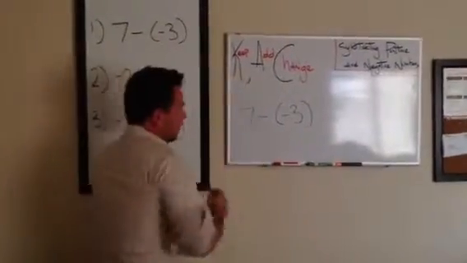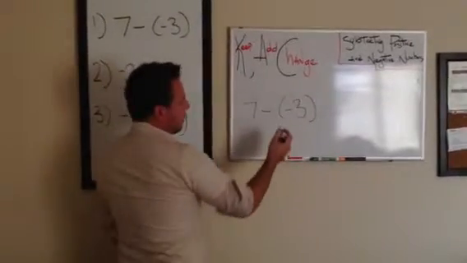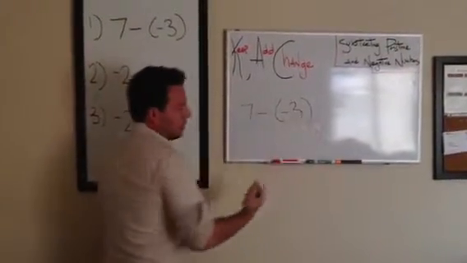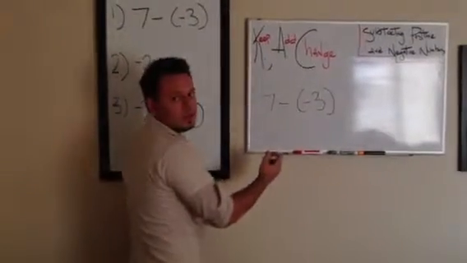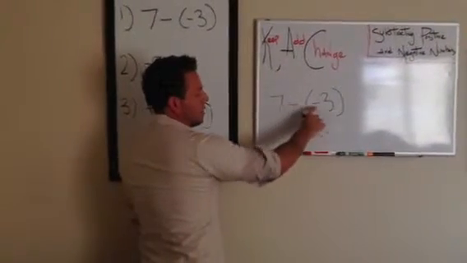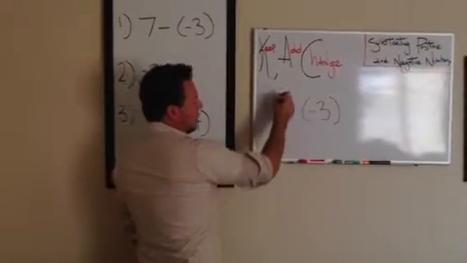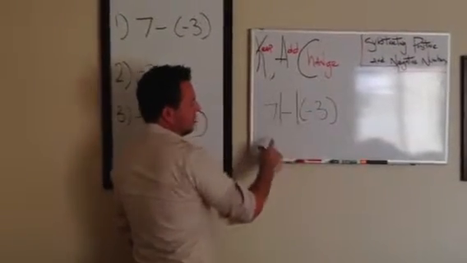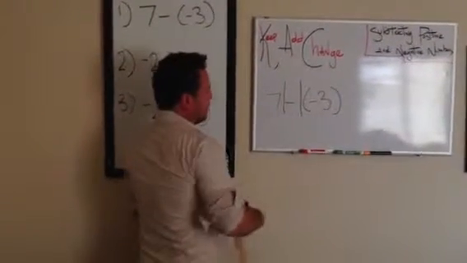7 minus negative 3. Now, looking at this problem, most math books are going to put negative numbers in parentheses, especially when you're subtracting. Reason being, so you don't confuse the two. This means subtract, this means negative 3. If you look at the problem, there's 3 different pieces to it. The 7, the minus, and the negative 3.